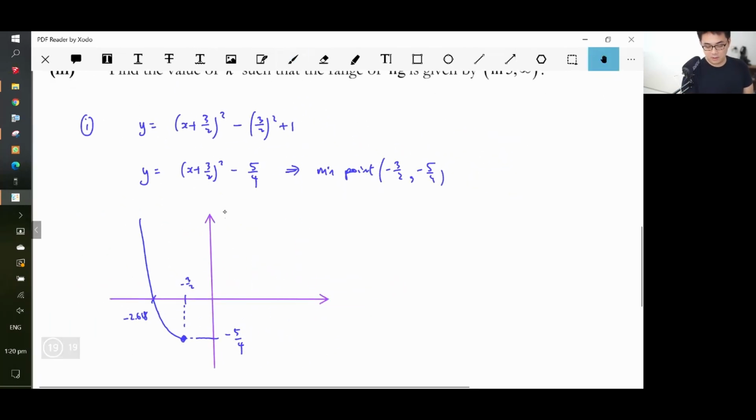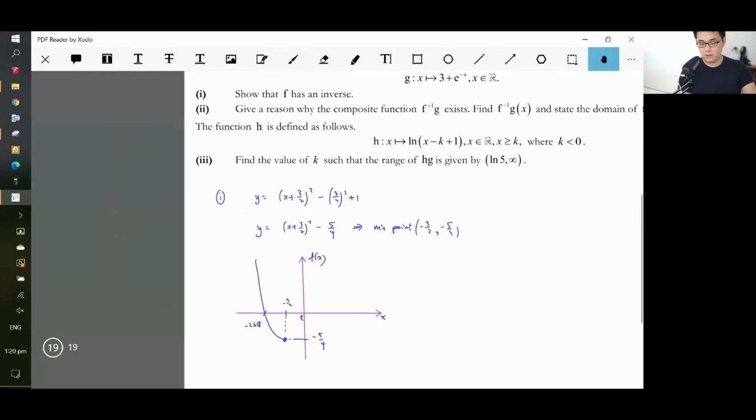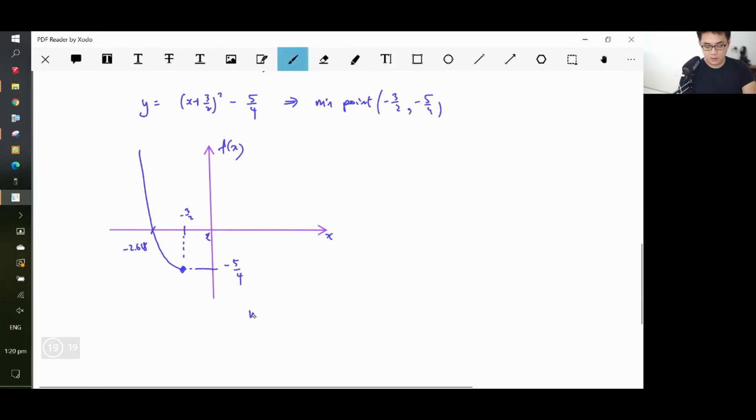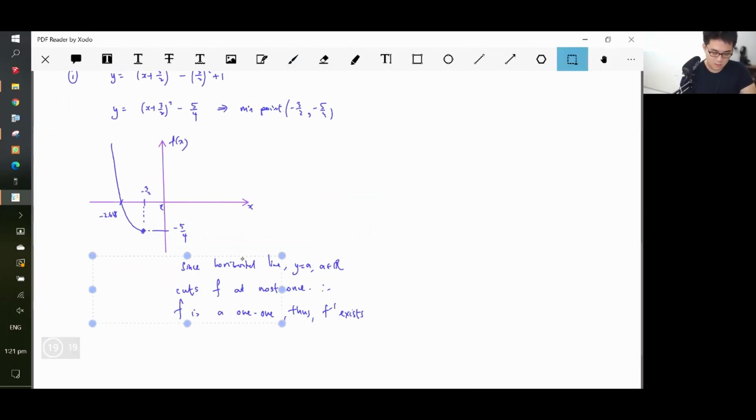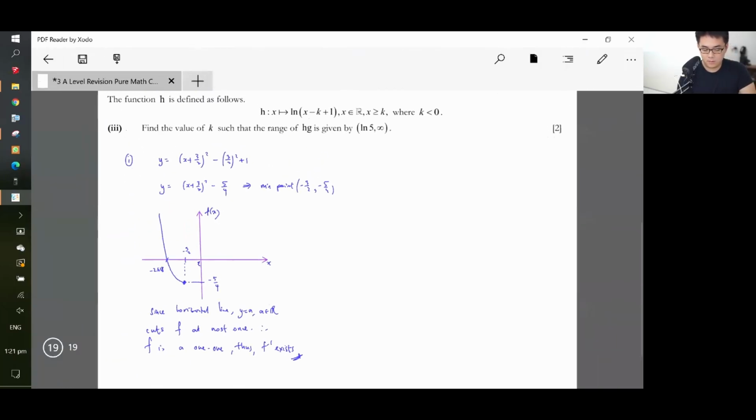I just want to have a sense of what is going on here. I usually just draw the graph. So, since any horizontal line y equals a cuts f at most once, hence f is one-one. Thus, f inverse exists. Okay.